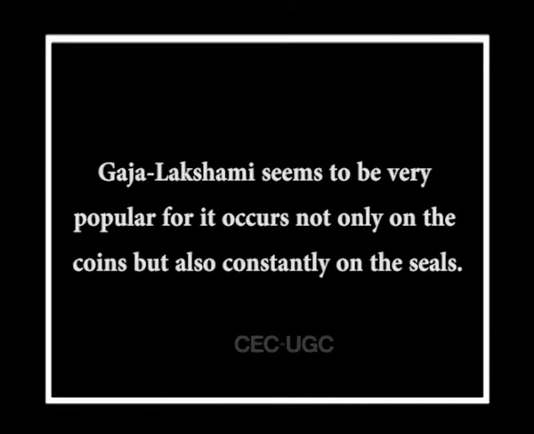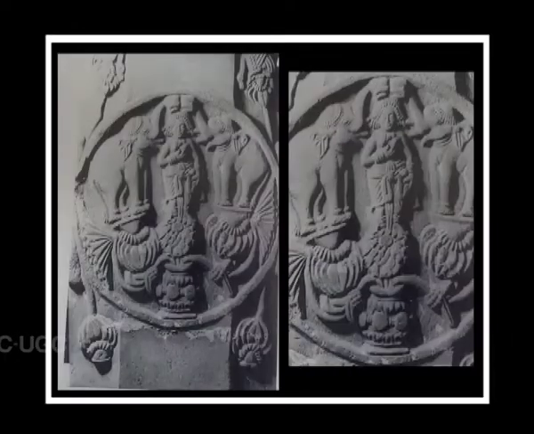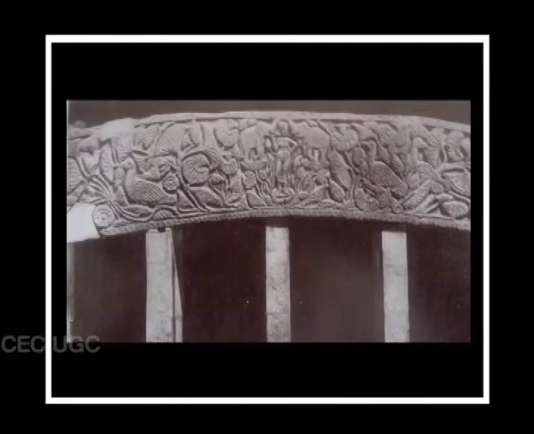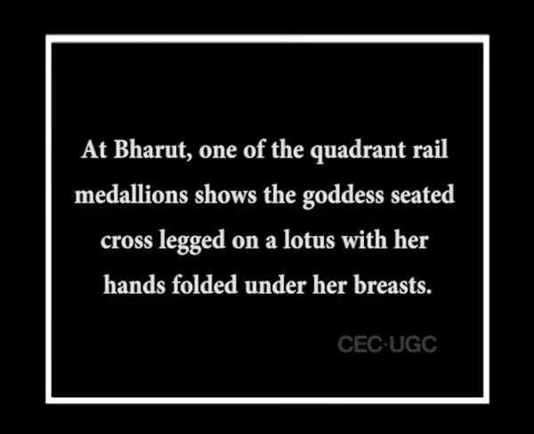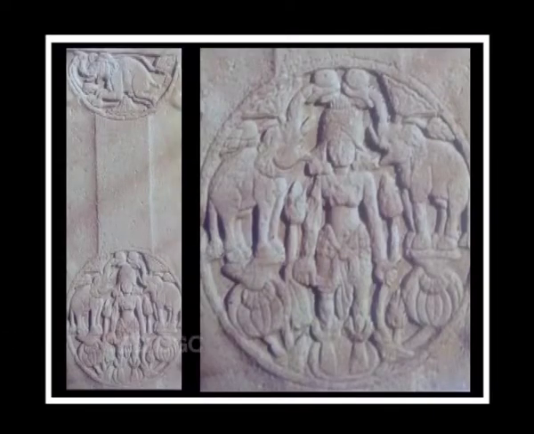Lakshmi seems to be very popular, for she occurs not only on the coins but also constantly on the seals, in the terracottas and in the reliefs at Bharhut, Bodh Gaya and Sanchi. At Bharhut, one of the quadrant rail medallions shows the goddess seated cross-legged on a lotus with her hands folded under her breasts, while two elephants standing on either side are pouring water over her head from two inverted jars held in their trunks.